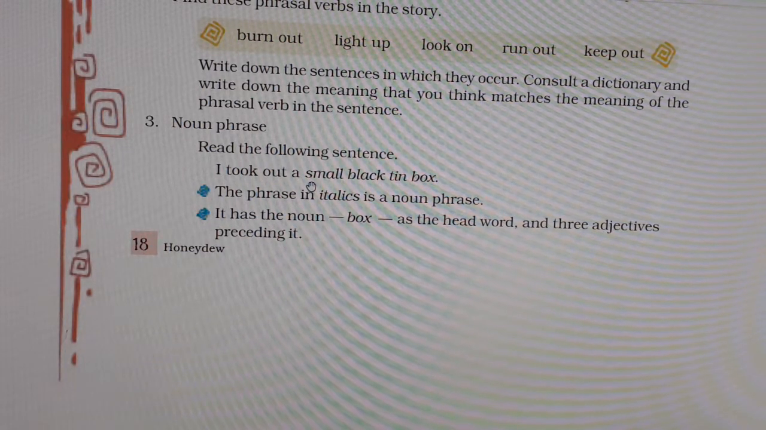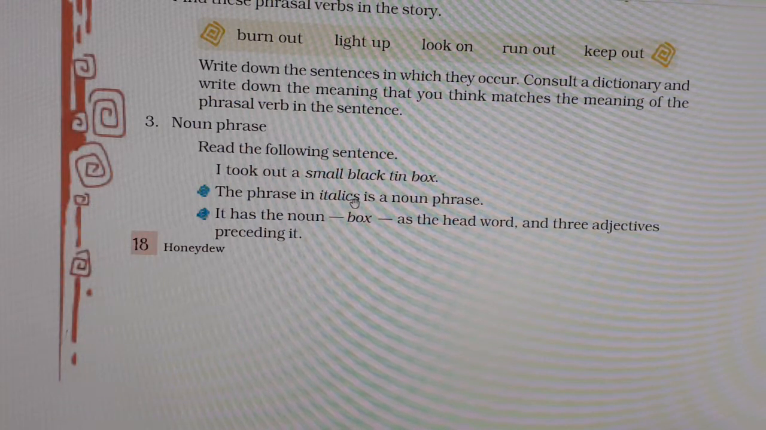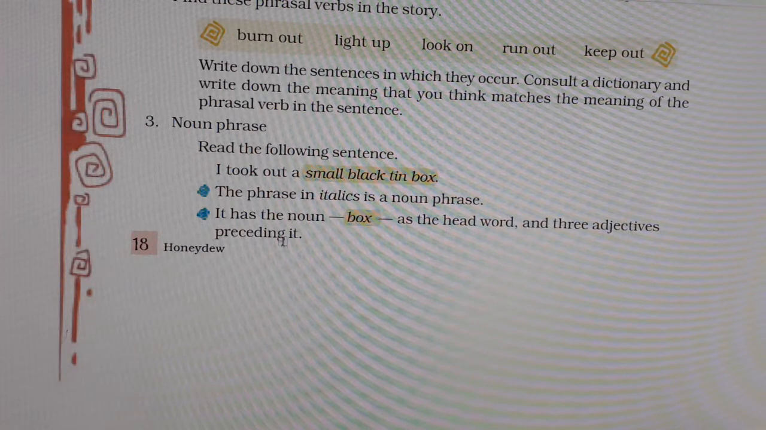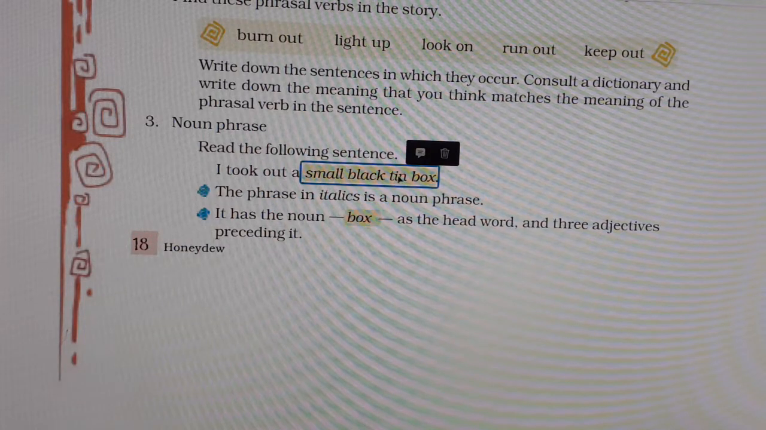Now what is a noun phrase? As you can see in the sentence, I took out a small black tin box. The phrase in italics is a noun phrase. That is small black tin box. It is a noun phrase. It has a noun, that is box, as the head word, and three adjectives preceding it. Okay, which are these three adjectives? Small, black, and tin. Tin is the material of which the box is made.